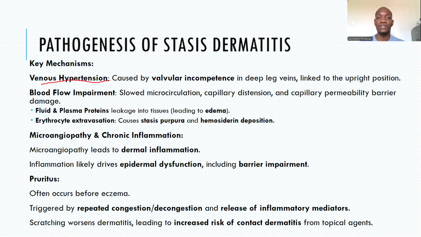When you look at the pathogenesis and how it comes about, first and foremost, you'll have venous hypertension, which is caused by valvular incompetence. In this case, you have your deep veins. We have that vascular arrangement where arteries take blood to the lower limbs. Then the nutrients will be exchanged to the tissues via the capillaries, which later drain into venules. Then venules coalesce to form veins that are supposed to draw blood back to the heart.